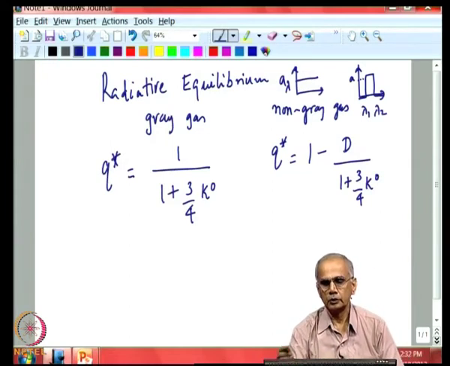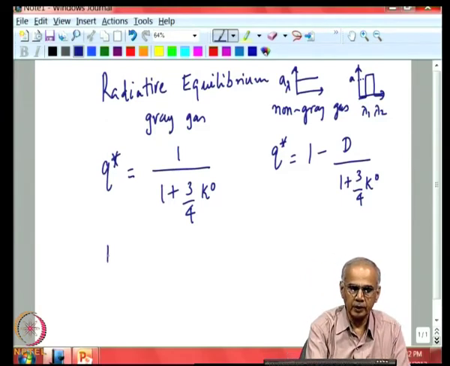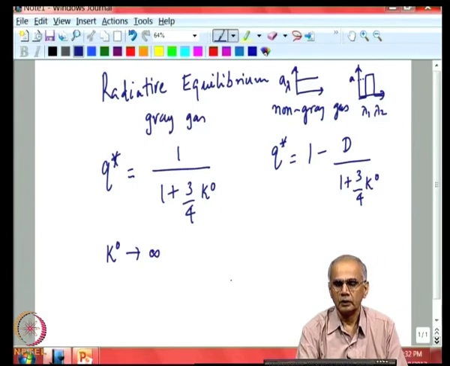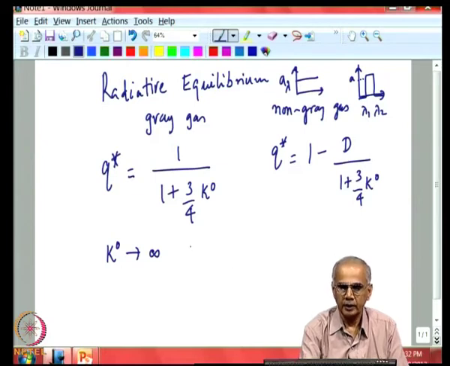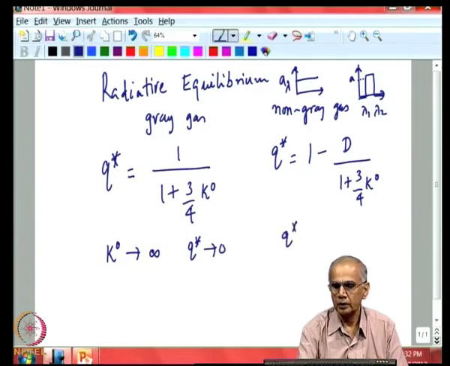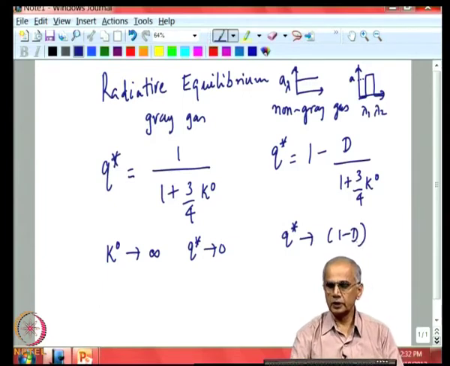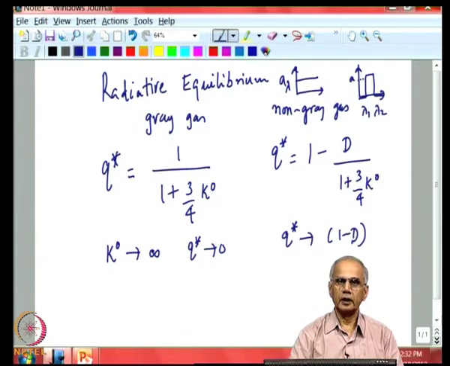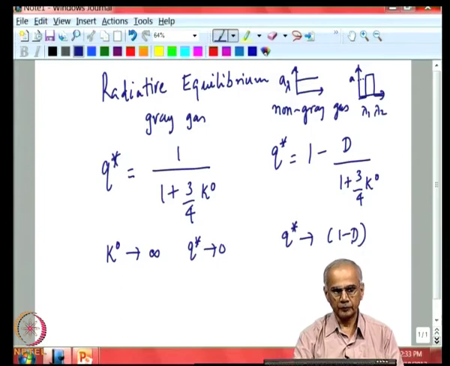So, these two solutions look similar, but there is a fundamental difference, and the difference comes in the limit as kappa 0 becomes very large, the optically thick limit. In the gray gas case Q star tends to 0, here Q star tends to 1 minus D. This is a very important result worth remembering: in a gray gas, as you go to the thicker limit, the resistance to heat transfer is very large and hence heat flux goes to 0.